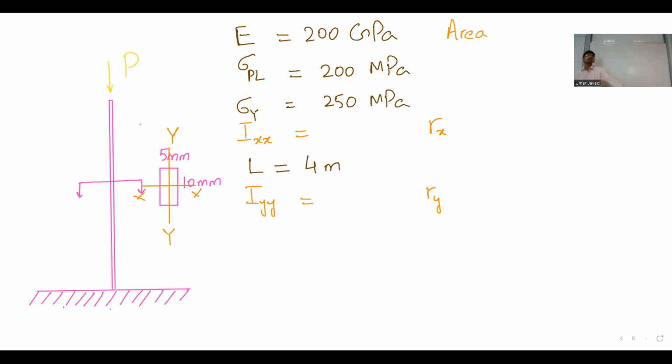I hope this problem works out. Teshin Chan, you can also try. So IXX is equal to BH squared by 12. The total height is 10 millimeter, I mean, that is 5 millimeter, the complete thing.